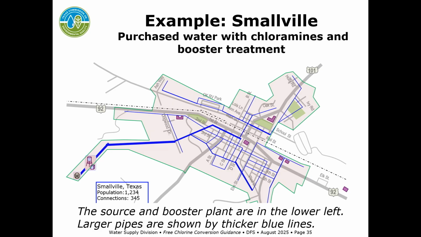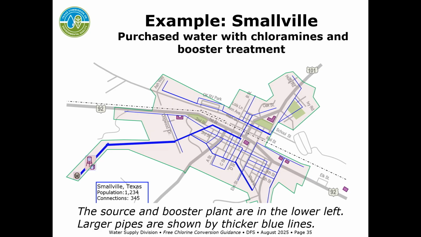The pressure plane boundary, just keep in mind that particularly if you're a city, your service area may not just be your city limits. You may have customers outside the city limits. Your pressure plane boundaries extend to wherever you have customers. In this case, this system is small and just has one pressure plane.